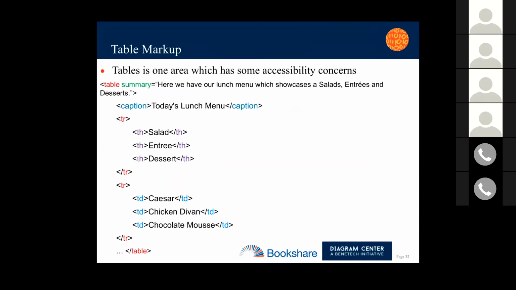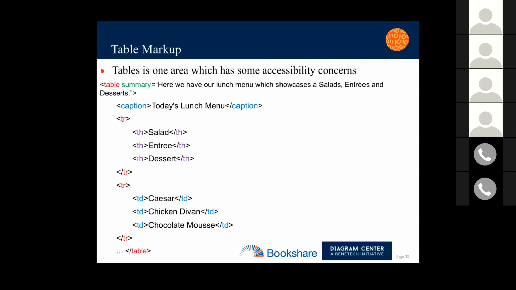Tables, table markup. Having a table summary is recommended. You have your caption there, and that heading row is marked with a TH. So that's what table header stands for. And here we have just a 3-column table with the headers being salad, entree, and dessert. And then when you get into the data section, TD, you have your Caesar, and we have chicken divan and chocolate mousse here.